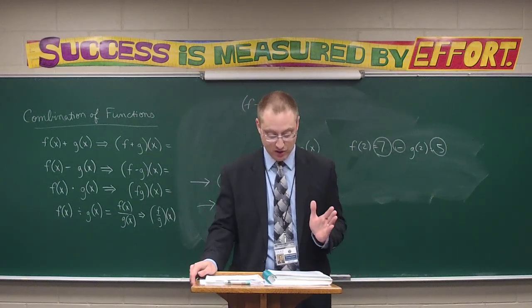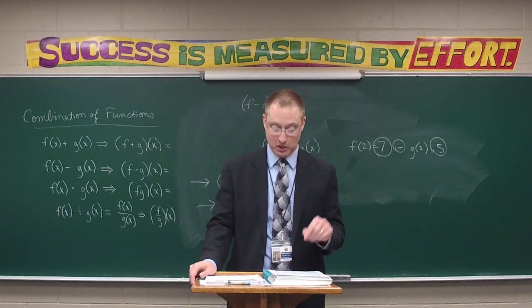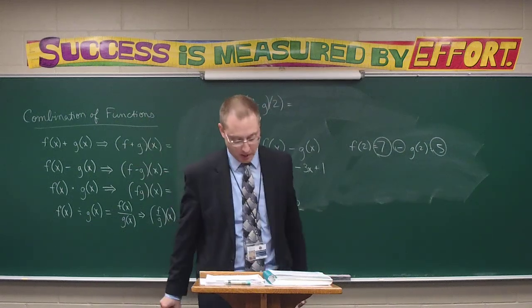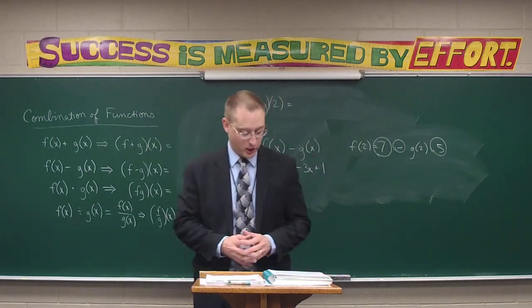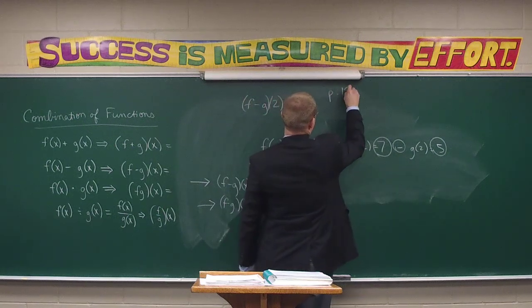Number 19, f of 5 times g of 5. That's one specifically where it's much easier to evaluate them separately and then find the product. And then number 20, f of 5 divided by g of 5. We'll take a look at those in just a moment. Do number 17 through 20 on page 192.